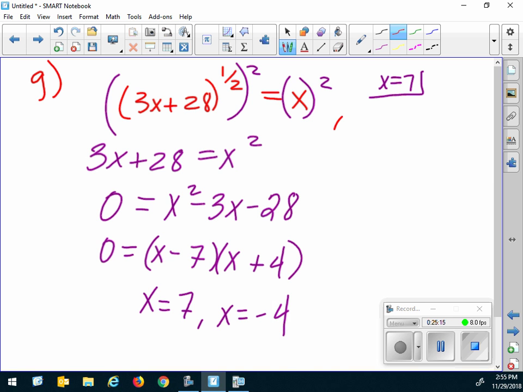What does that mean? 3 times 7 plus 28 to the 1/2 power. Does that equal 7? Well, I don't know. What's 21, right? 21 plus 28 is 49. Oh, yep.